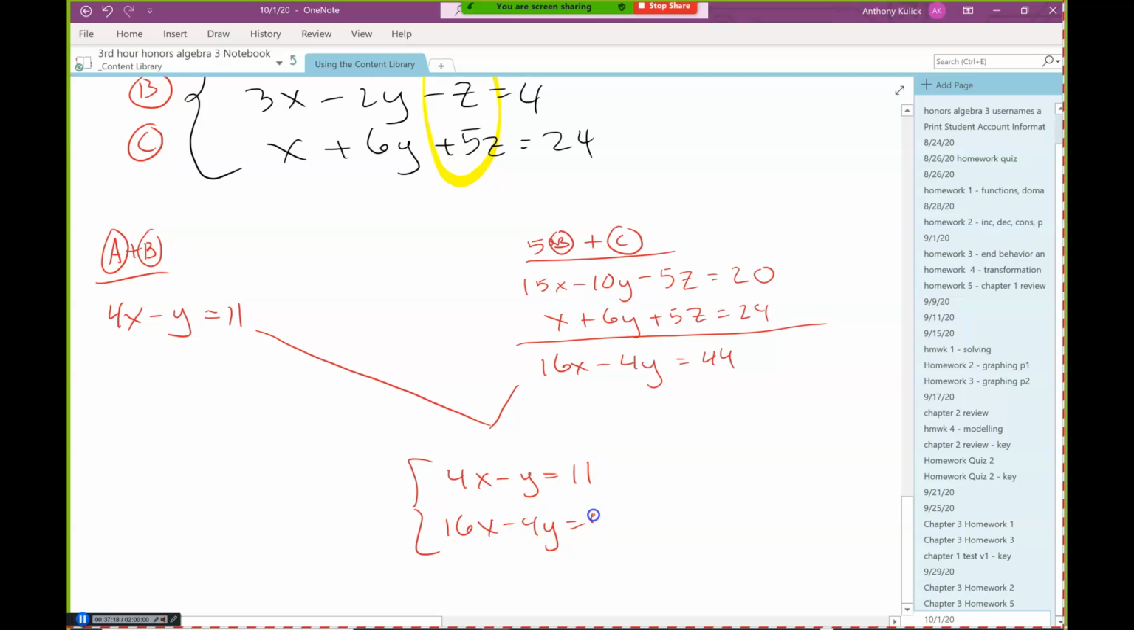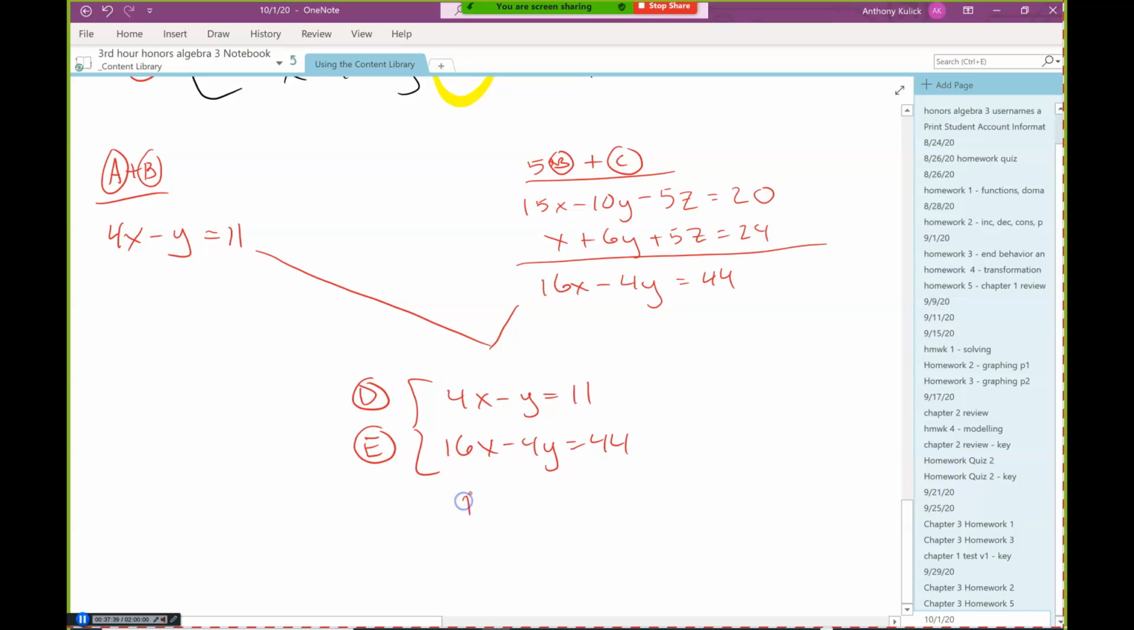And that's going to form my new two-variable system. At this point, you can probably recognize that there are infinitely many solutions now, right? It should be easy to see that equation D is a multiple of equation E. For example, if I just do negative 4 times D plus E, I'm going to get 0 equals 0.